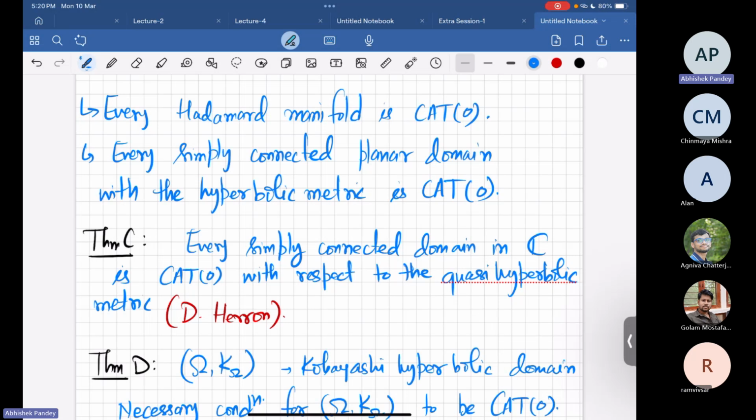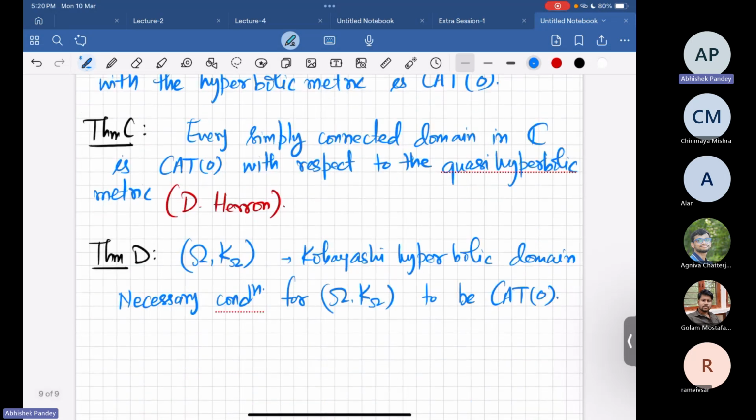I don't really know, but I think if a space is CAT(0), it has to have a unique geodesic between any two points. That's like in any simply connected domain in C with respect to the hyperbolic metric, which has a unique geodesic between any two points. Can you please give more detail about where I can find that result? I can't see that.